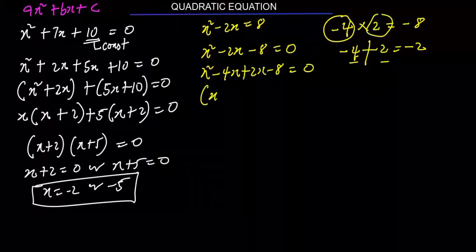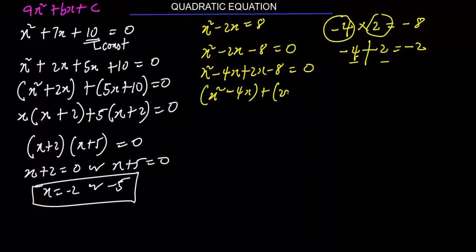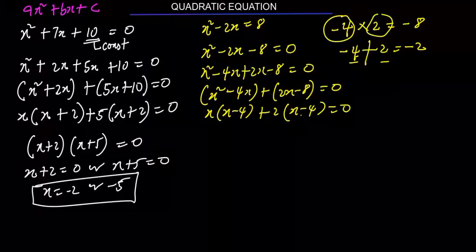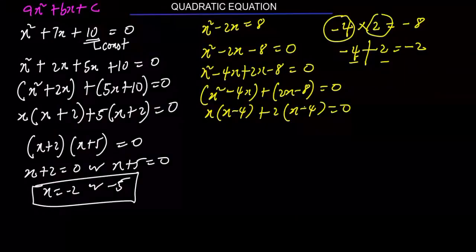Group x squared minus 4x, plus 2x minus 8 equal to 0. So here, x minus 4, plus this will give me 2x minus 4 equal to 0. You can see they have the same thing. x is common to both of them, so I remove it. 2 is common to both of them, so I remove this. So I'm left with it.